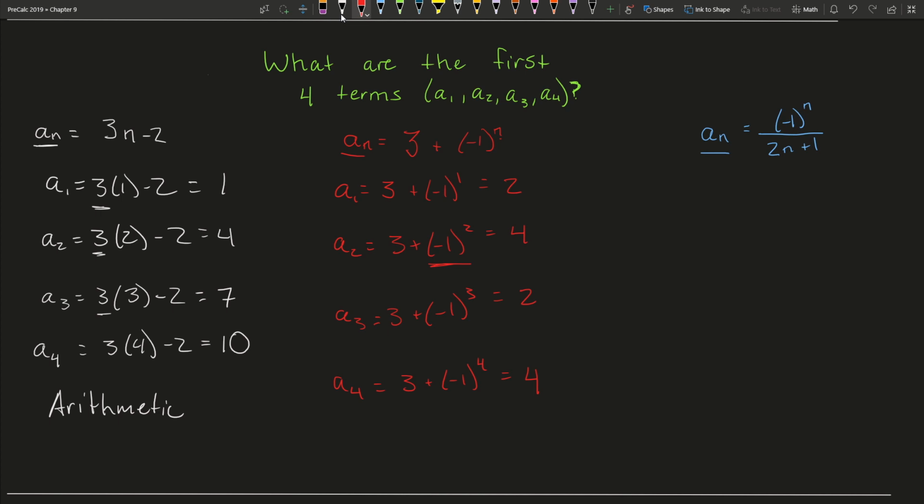All right, so it doesn't always have to just go up or just go down. These terms can repeat themselves. It can go in a positive direction for a while and then a negative direction. There's a whole lot of different ways that sequences can occur, right? So in this case, we're just going back and forth between 2 and 4.